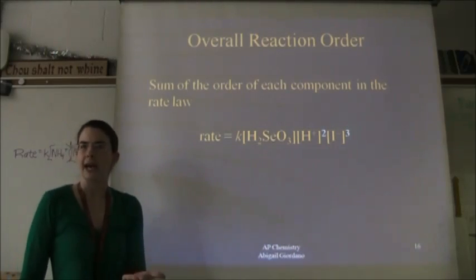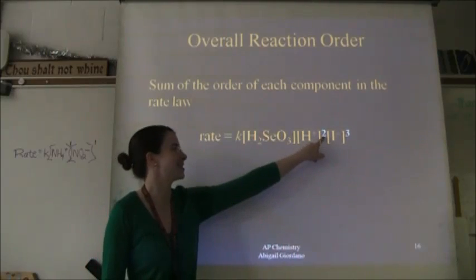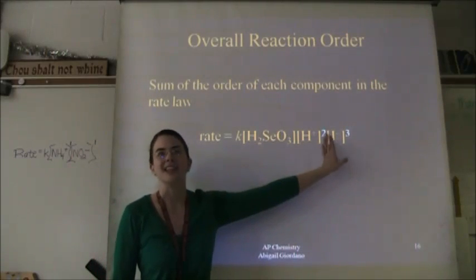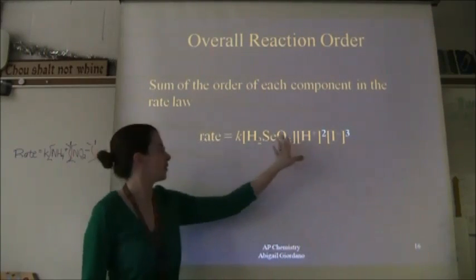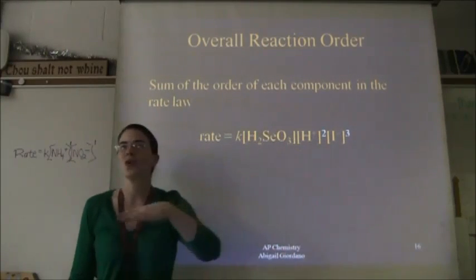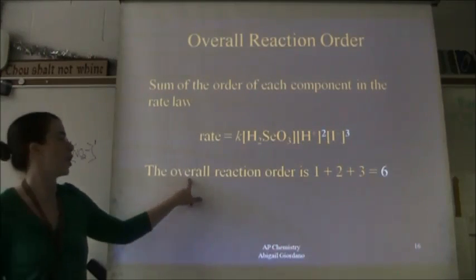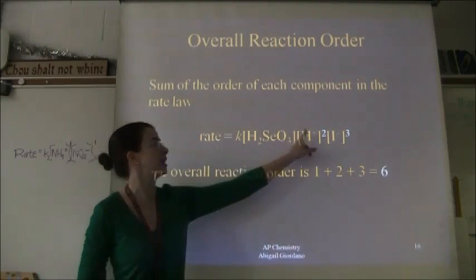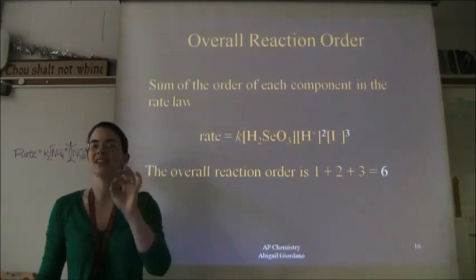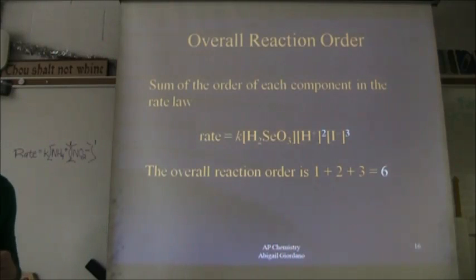And if you were saying it out loud, this is how you would phrase it. You would say, the hydrogen ion is a second order reactant. Iodide is a third order reactant. This thing, which I don't know the name of, some kind of acid, is a first order reactant. If you're ever asked, what is the overall reaction order? All I am doing is adding up the exponents. Overall, this is a sixth order reaction. Okay.